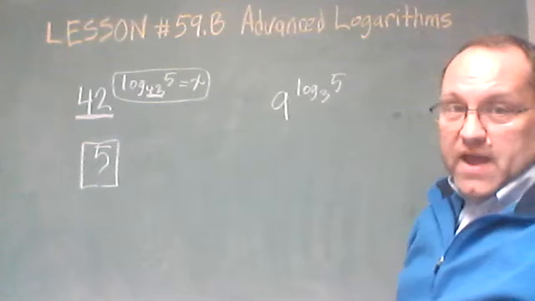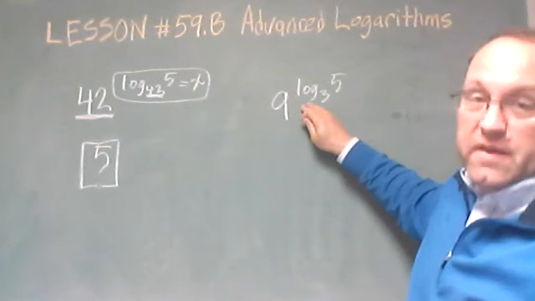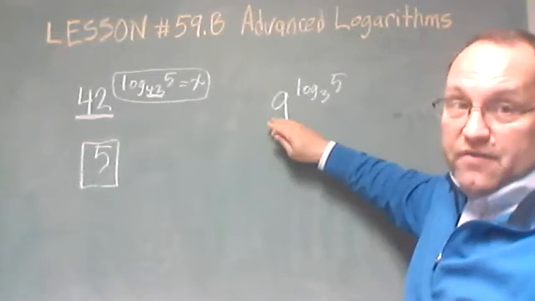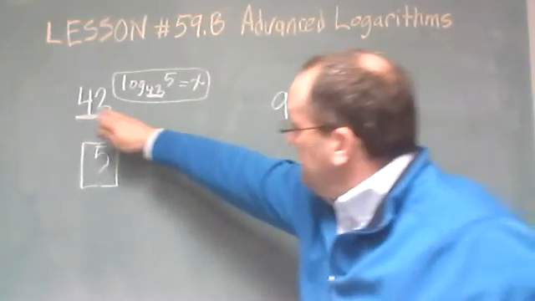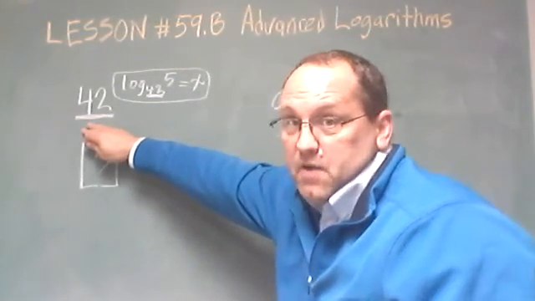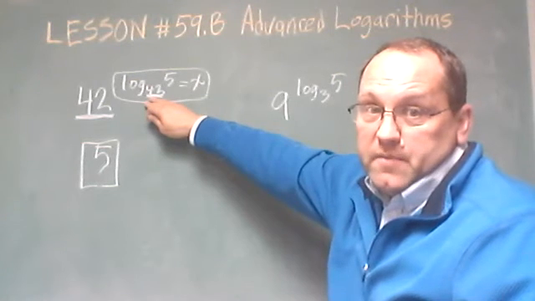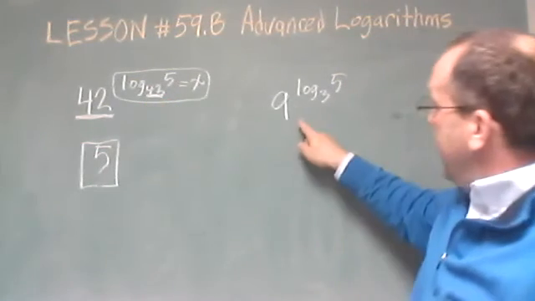Okay, so what do we have? We have a number out front and the logarithmic expression in the exponent, but it's to the base 3. We would need a 3 out here to apply that, because the number being raised to the power has to be the same base as the logarithm in the exponent. Okay, we don't have that.